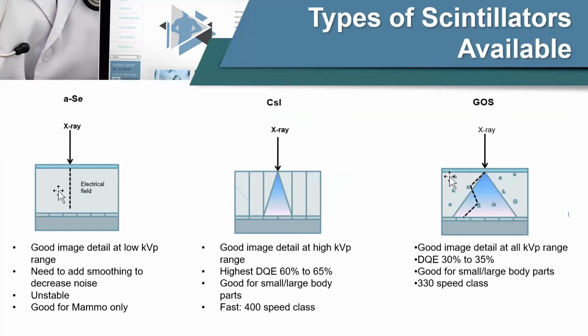So these are the types of scintillators available in the market. You have selenium, you have cesium iodide, and gadolinium oxysulfide. The Focus 35C detector we are using has cesium iodide because it has a very good efficiency of converting X-rays into light rays, which are read to form a high quality image. So it works at high kVp as well as low kVp. We are getting excellent results with cesium iodide type scintillators. Next slide.